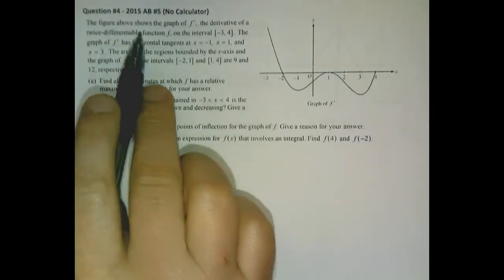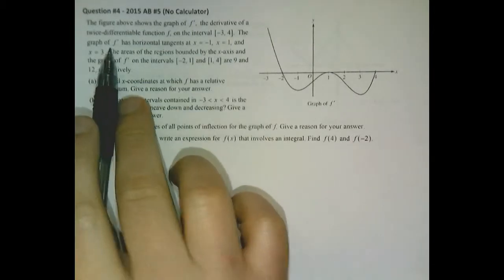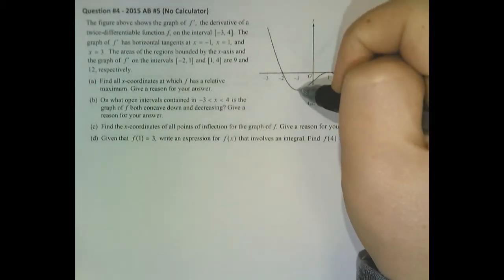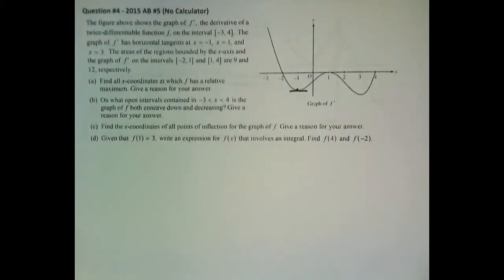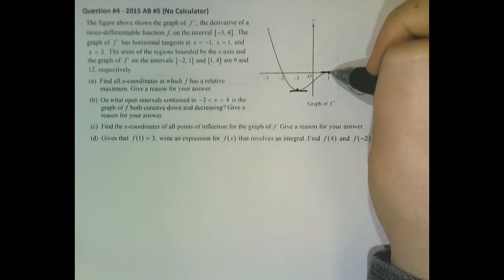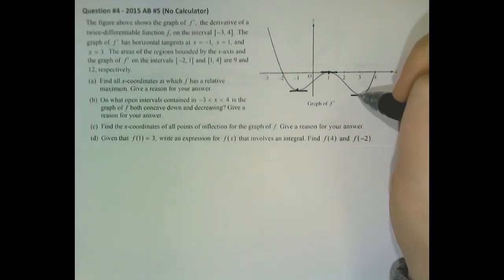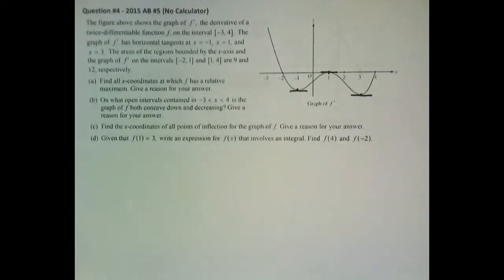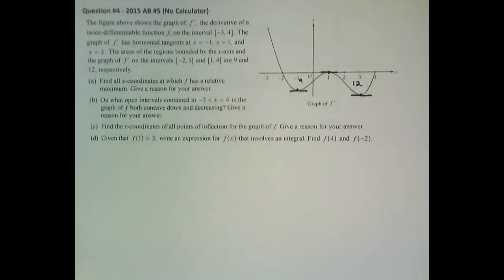The figure shows the graph of f prime, the derivative of f, twice differentiable on the interval. The graph has horizontal tangents at x equals -1, so I like to symbolically show that by drawing a little horizontal line there. X equals 1, a little horizontal line there, and x equals 3. The areas of the regions bounded by the x-axis and the graph of f prime are 9 and 12 respectively. So that's the provided information.